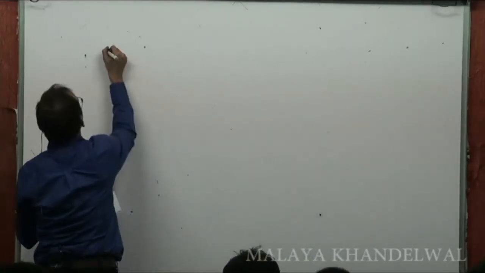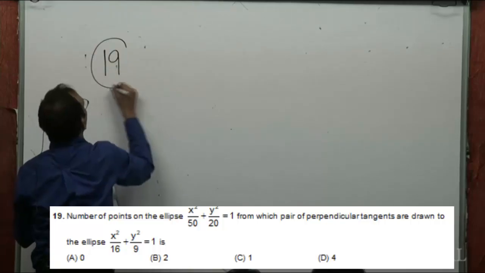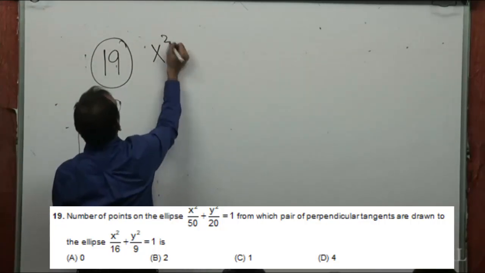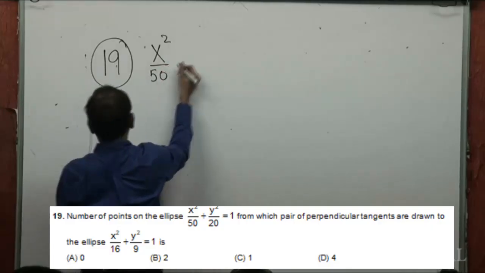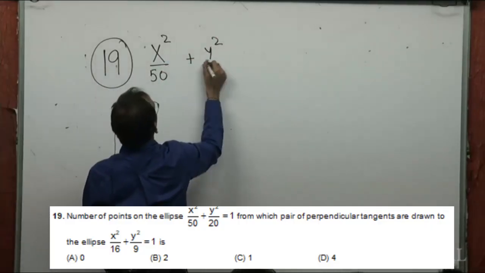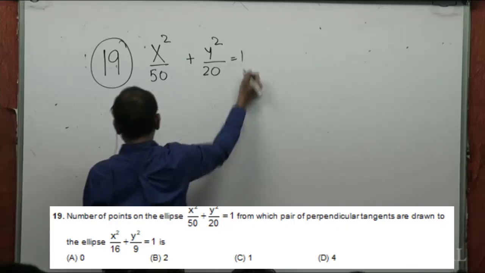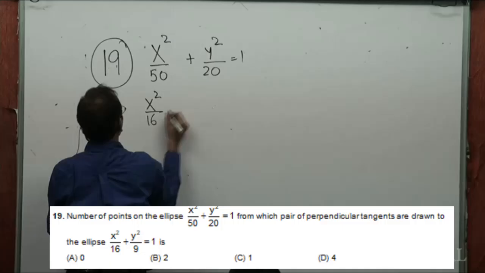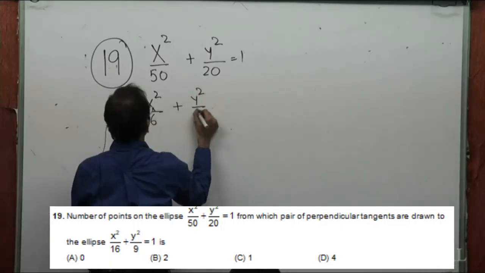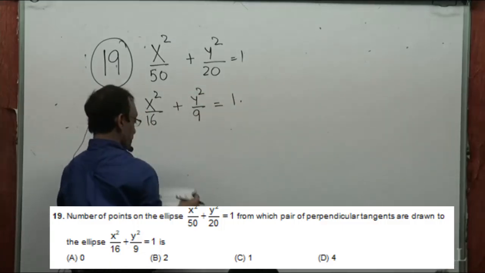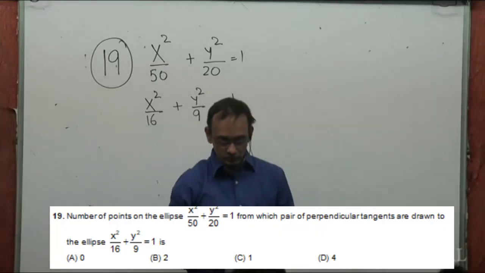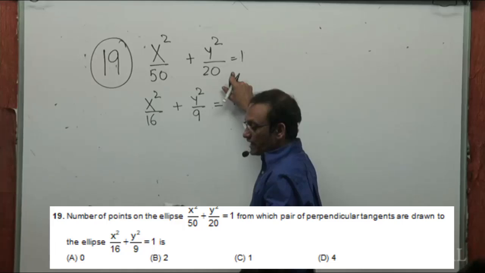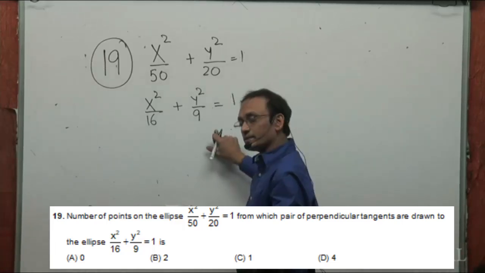So number 19. There is an ellipse x square by 50, y square by 20 equal to 1, and there is another ellipse x square by 16 plus y squared by 9 equal to 1. The number of points on this ellipse from which pairs of perpendicular tangents are drawn to the other ellipse.